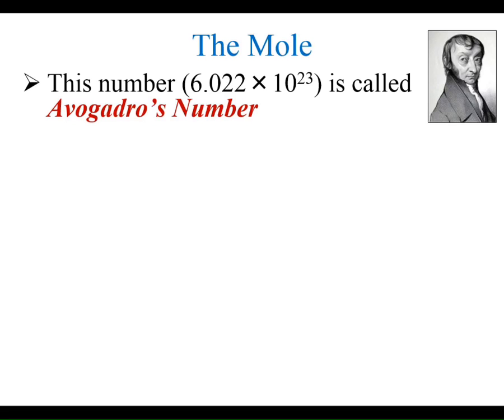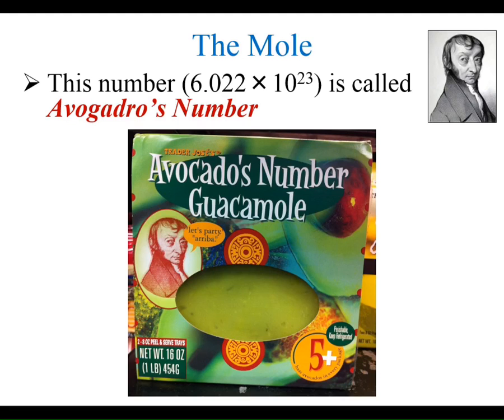I remember when I first moved to California about 10 years ago, I went to Trader Joe's and they had this guacamole. I think they still have it. It's called Avocado's number, and look, it even has this picture right there. So now you know the little joke. Avogadro's number, Avocado's number, guacamole. I thought that was very funny.